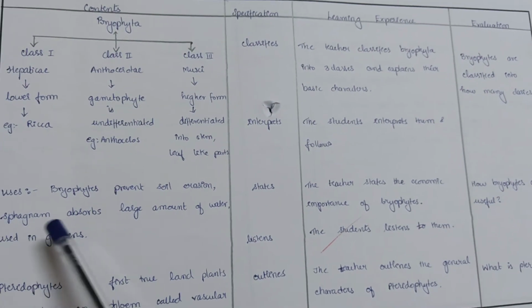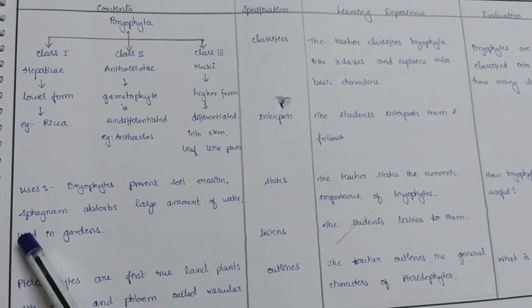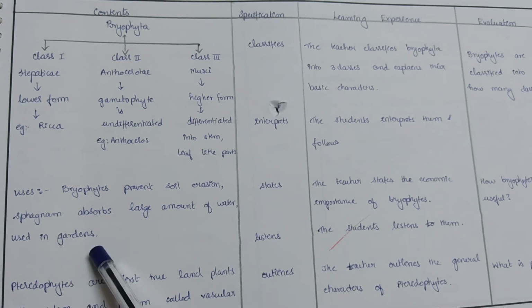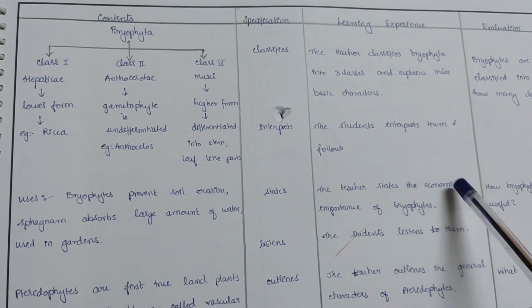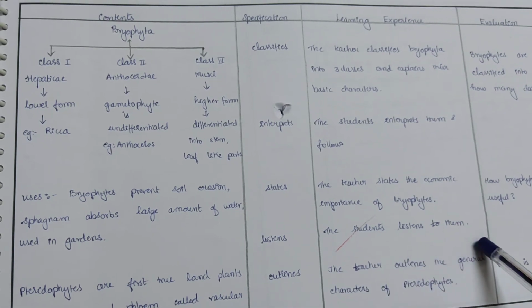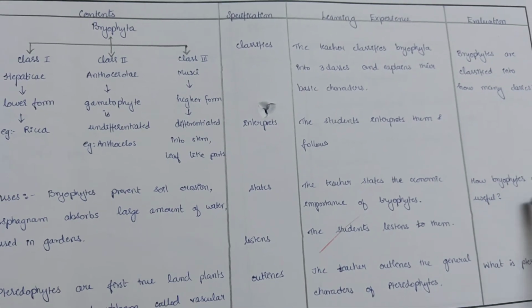Next, uses. Bryophytes prevent soil erosion. Sphagnum absorbs large amount of water and is used in gardens. The teacher states the economic importance of bryophytes and the student listens to them. How bryophytes are useful?